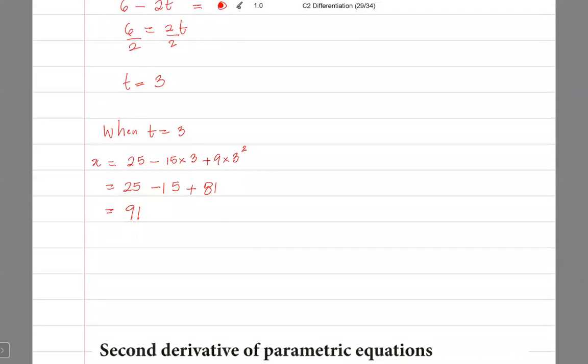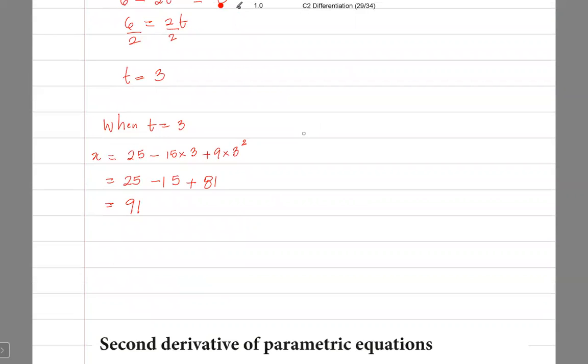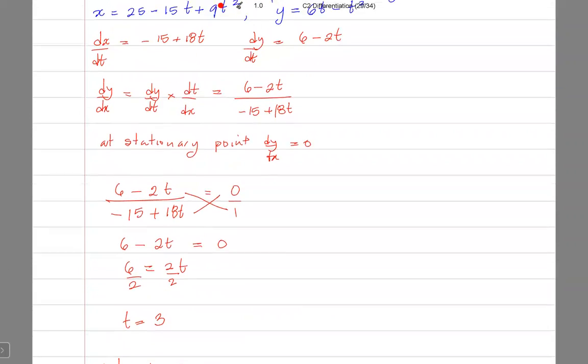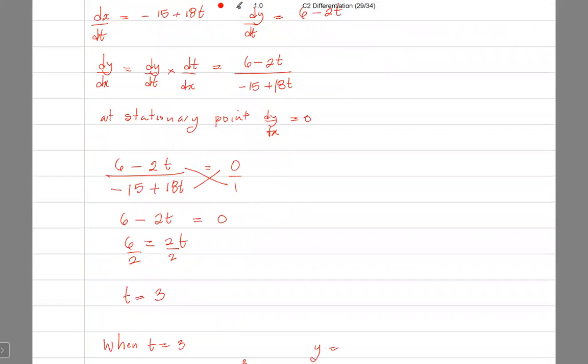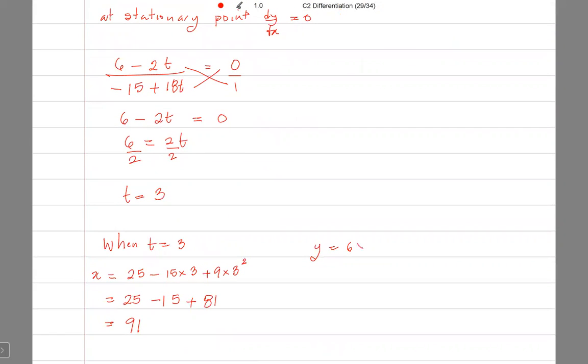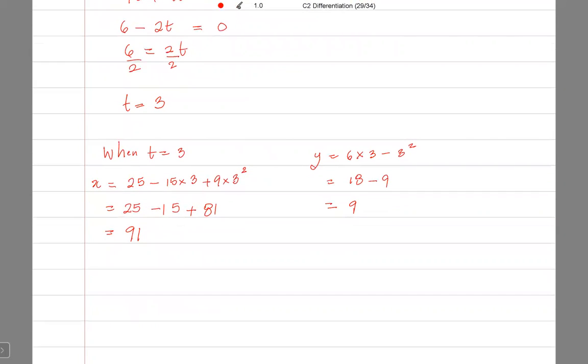Y, let's find out what y is equal to. Y would be equal to 6t minus t squared. So it's 6 times 3 minus 3 squared. This is 18 minus 9. This is 9. So it looked to me as if the coordinate of the stationary point is going to be x, 91, and y, 9. So this is the stationary point.